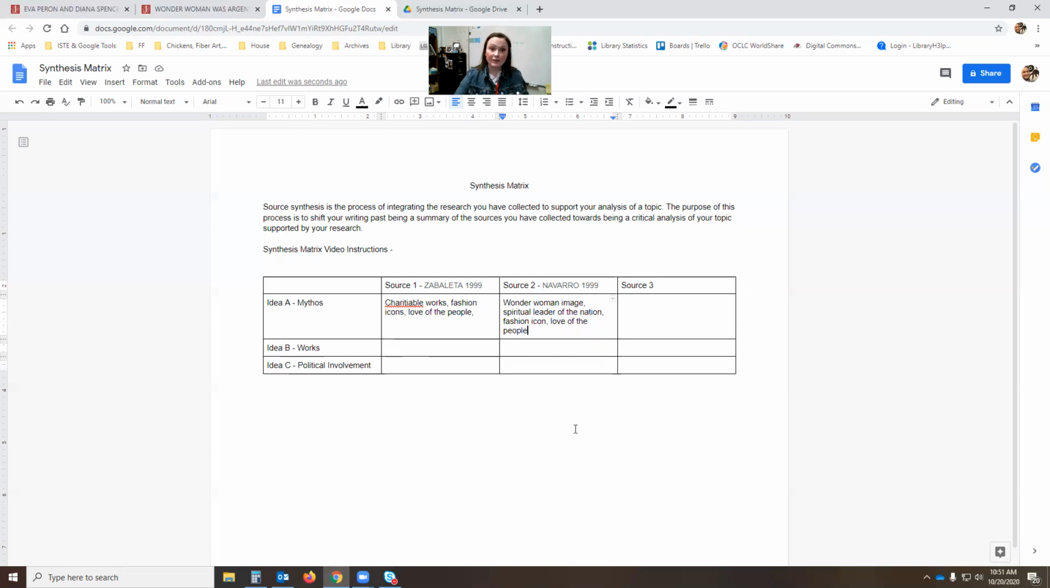So that's what I would like for you guys to do. Take a critical reading of the sources that you have found and go ahead and fill out the matrix and identify key ideas and then identify specific instances where those key ideas show up in your individual sources. And then you can take this matrix into your writing so that way you can cite multiple resources as you're supporting your analysis of these ideas rather than having a summary of them.